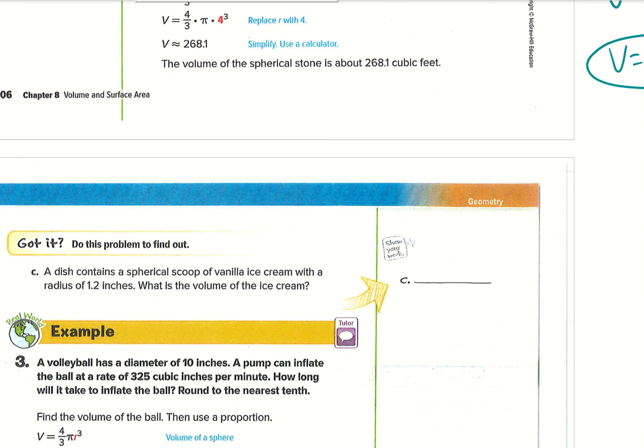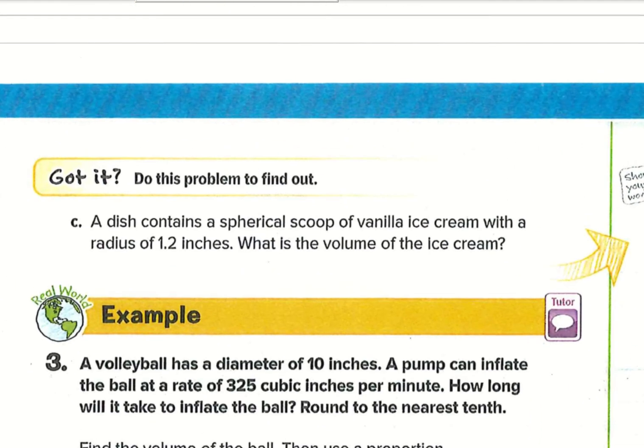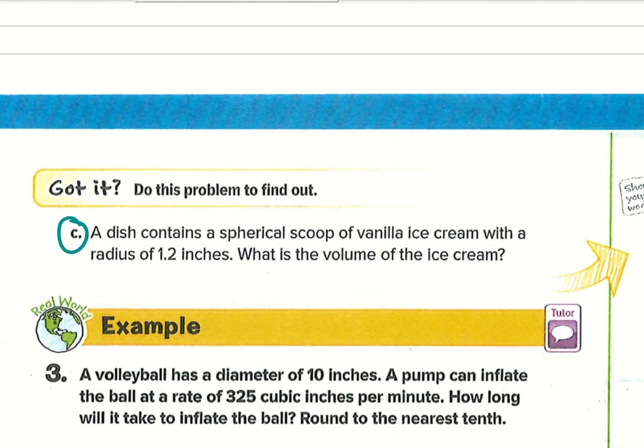All right, so I want you to try to interpret, this is page 607, interpret, got it, problem C, and solve it on your own as well. So once you've done that, you can go ahead and resume the video, and we'll keep going with the lesson.